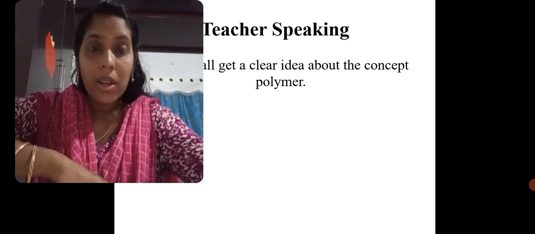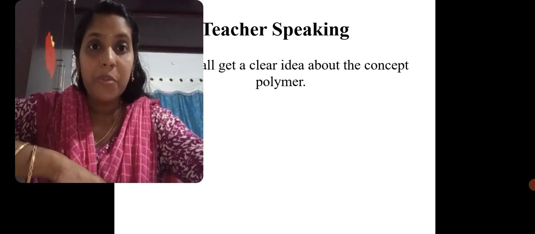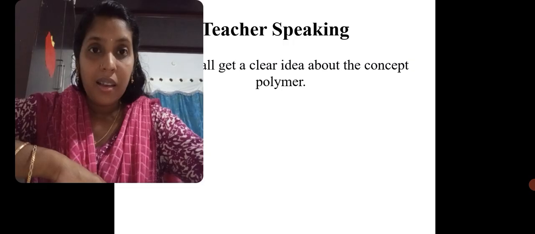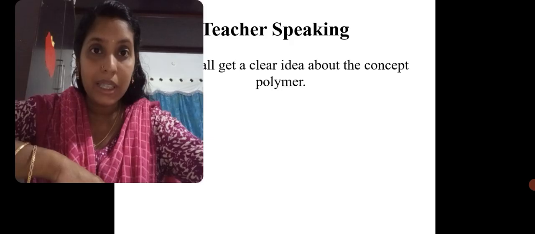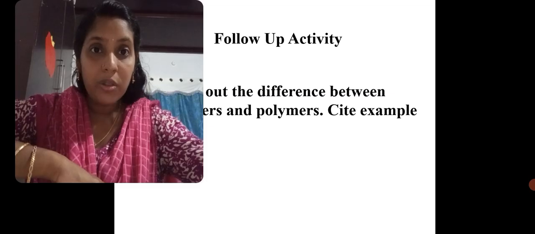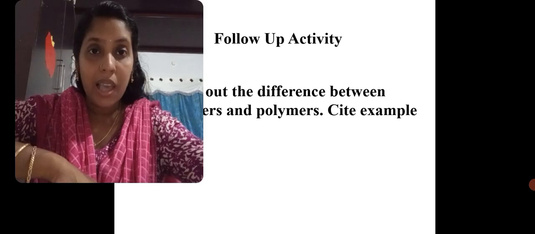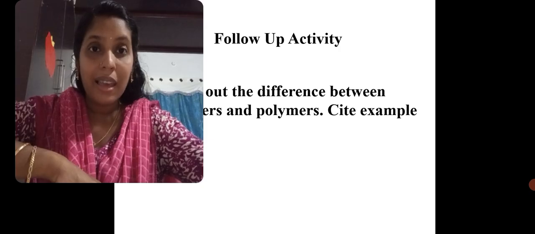Hope you all got a clear idea about the concept of polymers. In this class, we have discussed what a monomer is, what a polymer is, the types of polymers, and how polymers are classified according to their physical properties, along with their examples. So, here is a follow-up activity: find the difference between monomers and polymers and cite their examples.